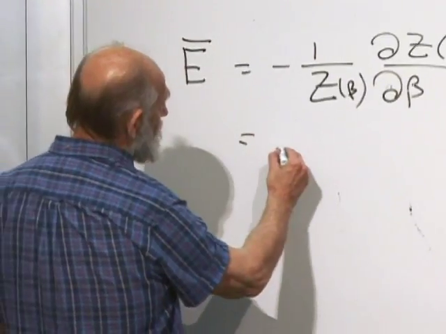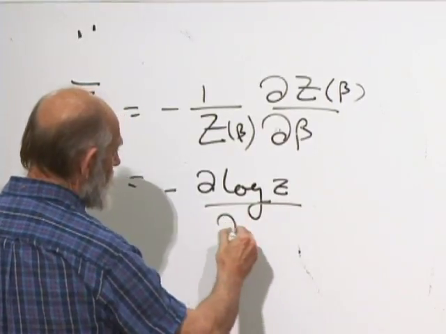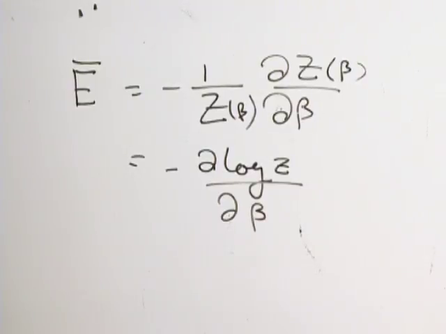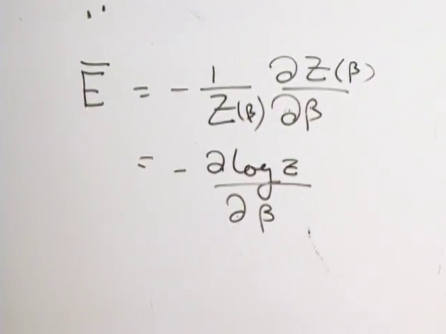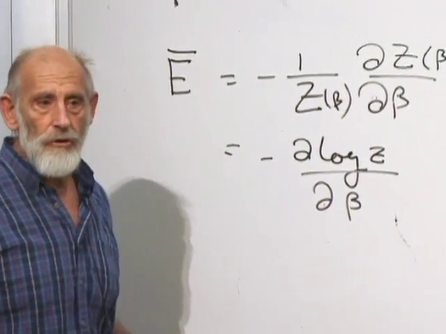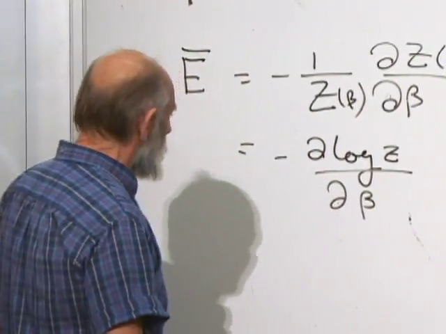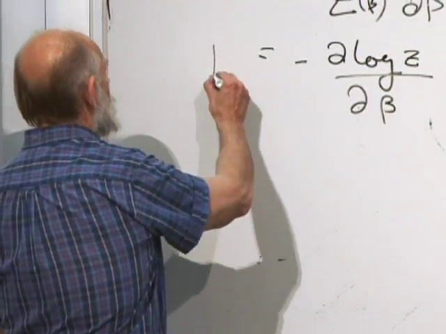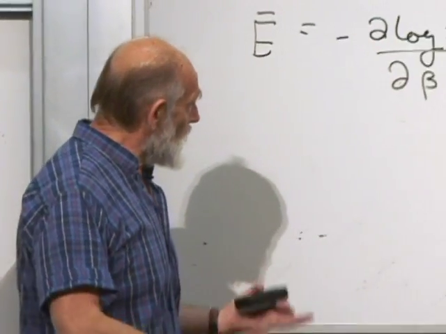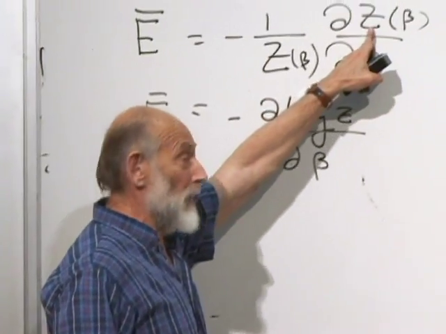This can be rewritten as minus the derivative of the logarithm of z with respect to beta. 1 over z, dz by d beta, is the derivative of the logarithm of z. The logarithm of z occurs over and over and over again. And it occurs so much that we give it a special name. That's the average energy. Oh, before we talk about the name of this thing, let's just see what it says. The left-hand side is well defined, to the extent that we can calculate z of beta.